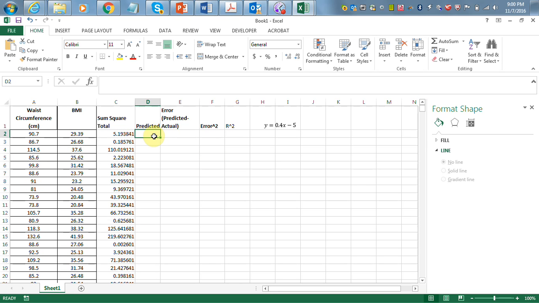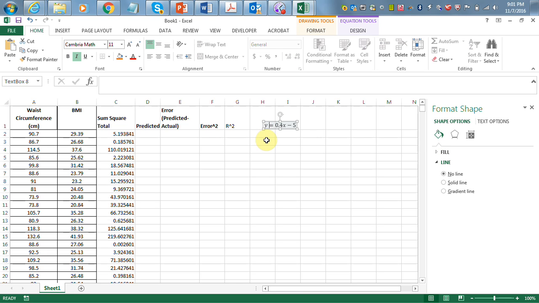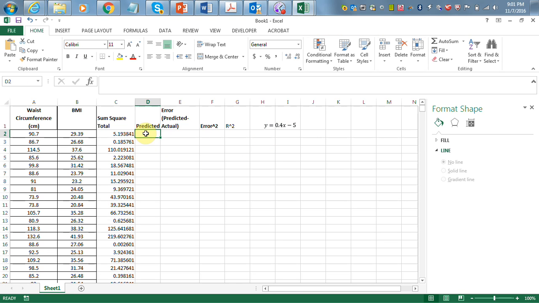So now, predicted. In the example you were given in WebAssign, you were given a line. So it's not the best fit line. In fact, I chose it to not be the best fit line, but it's a supposed prediction. And the prediction I have chosen is Y equals 0.4x minus 5. So I want to see if this is a good prediction, or I want to see those predicted values and how well they compare.